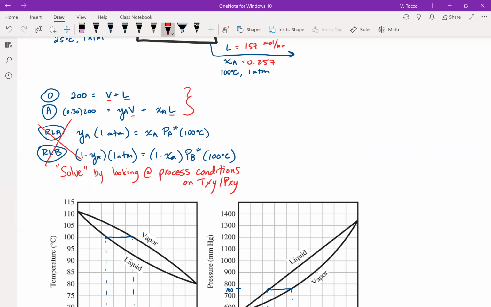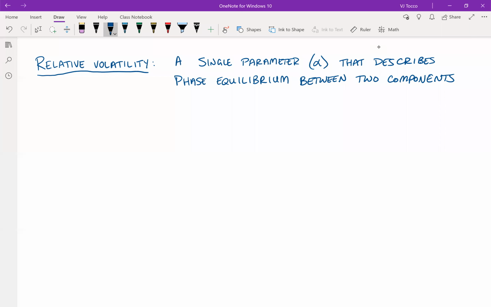There is a way that you could do the whole thing graphically, but before I do that, I have to introduce the concept of relative volatility. So relative volatility is a single parameter, we'll call alpha, that describes phase equilibrium between two components. And this is very beneficial because describing phase equilibrium with a single parameter instead of two equations, which are the Raoult's laws, is going to be very, very useful in simplifying the number of equations that we have to solve.